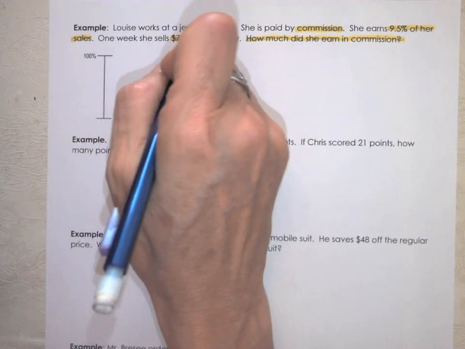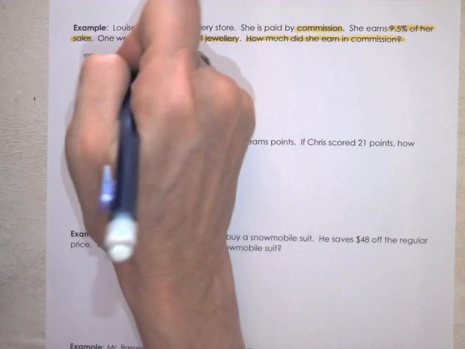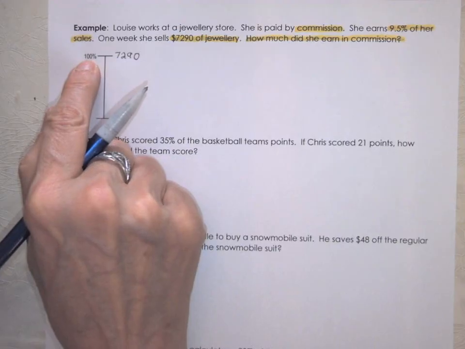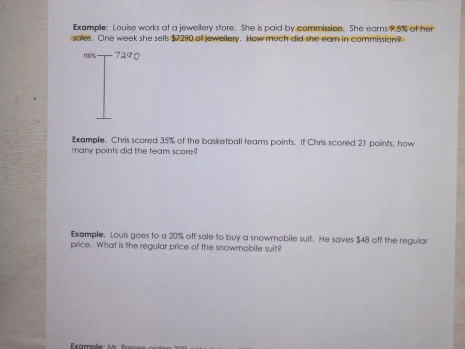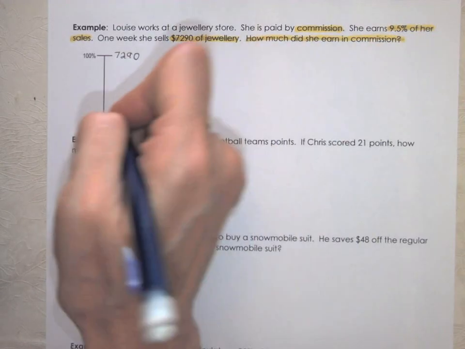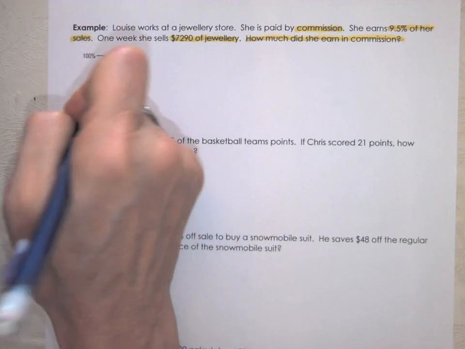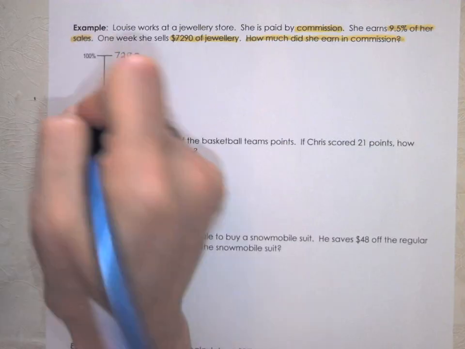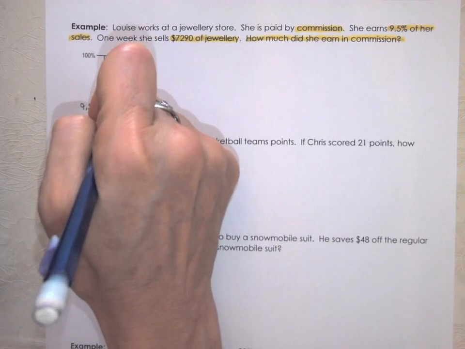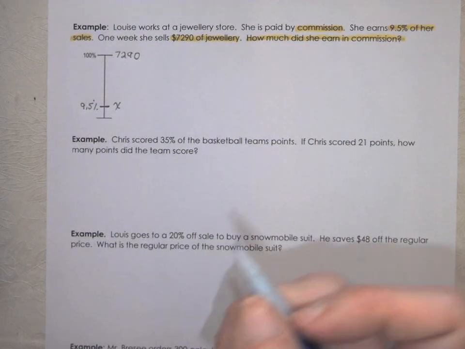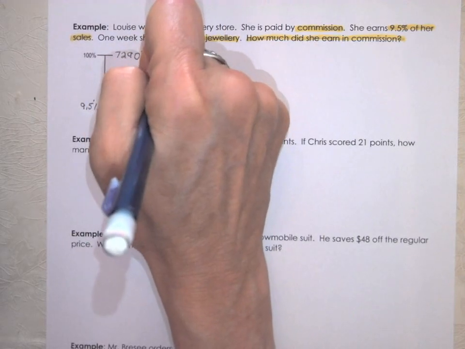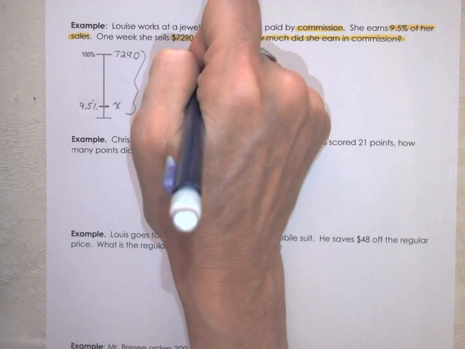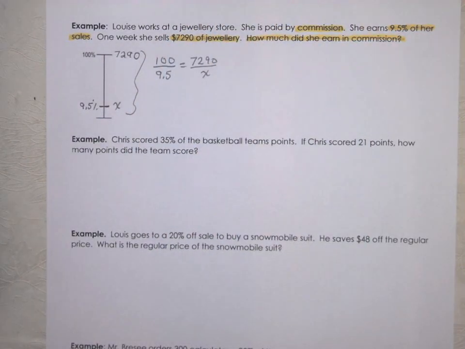So we know the total dollar value of the jewelry that she sold was $7,290. And again, percent out of 100, that's a total. This is a total, the total sales for the week. But she earns 9.5% of what she sells. So that goes on the percent side, but lower towards 0, right? So 9.5% here. And then we want to know what's that dollar amount. So that's my X. So this is going to set up my proportion. So 100 over 9.5 is going to equal 7,290 over X. We're going to find our X and cross.